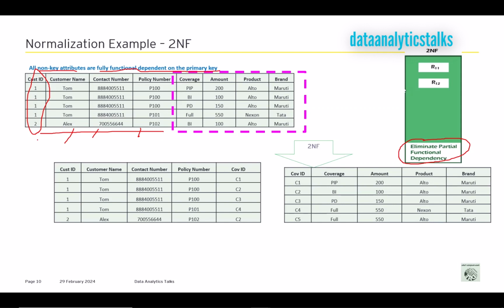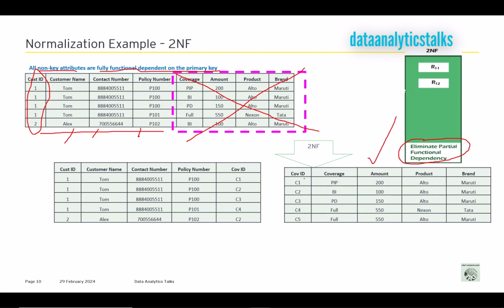But coverage is not fully dependent on the customer, and amount is not fully dependent on the customer. Amount is basically dependent on the policy number, right? Policy coverage is dependent on the policy, not the customer ID. So we will do one thing. We will take these partially dependent non-key attributes and put them in another table. Then we will create a primary key for that.